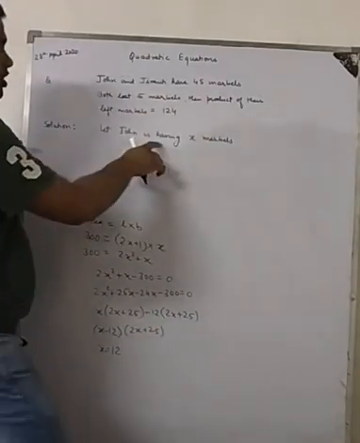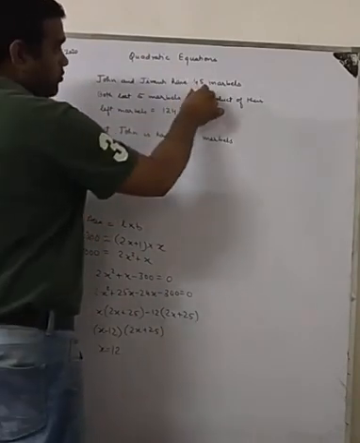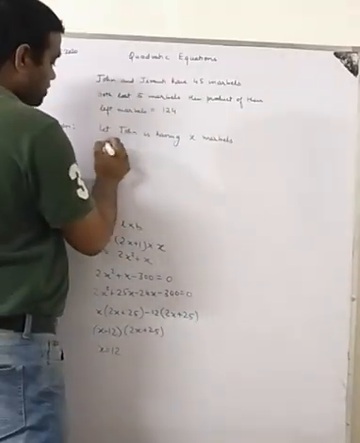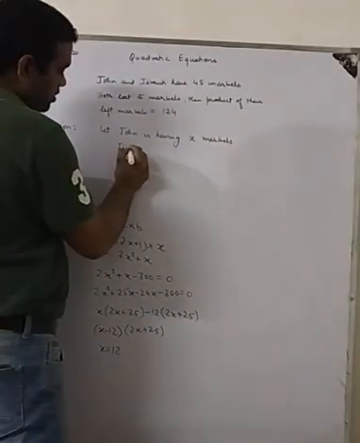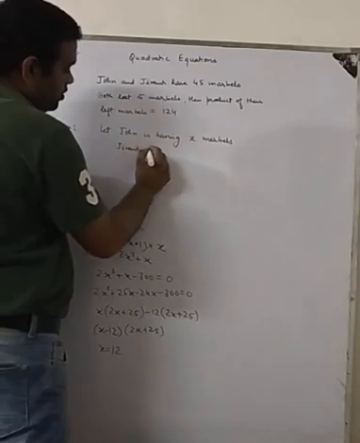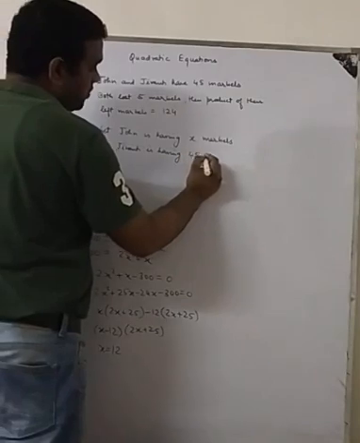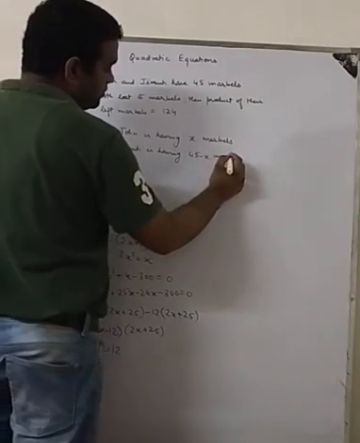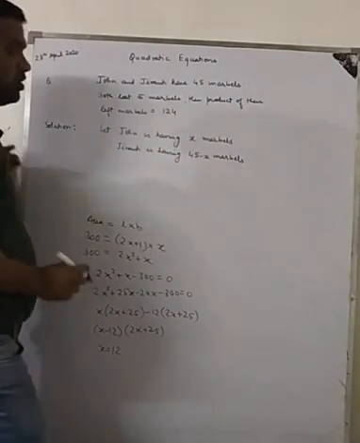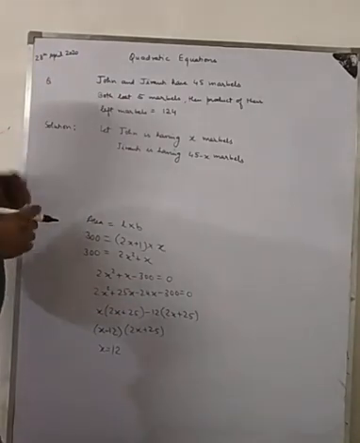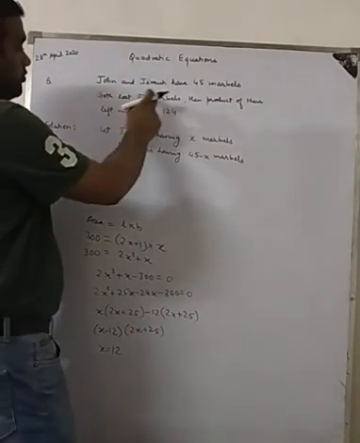So if John has X marbles and the total number of marbles is 45, then Jivanti has 45 minus X marbles. Now the question says both lost 5 marbles.